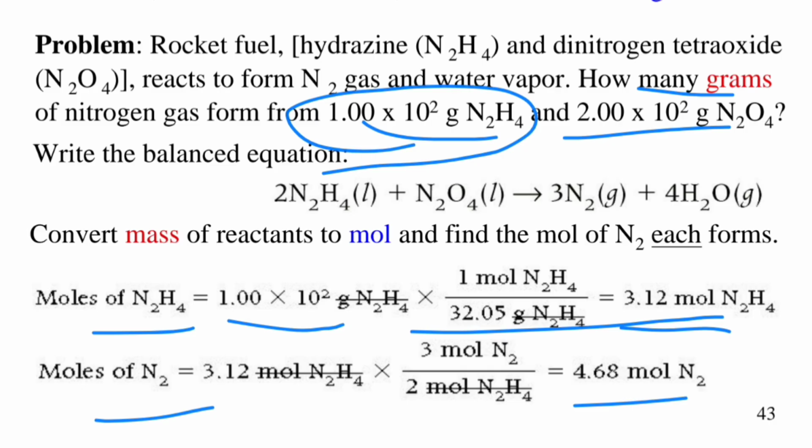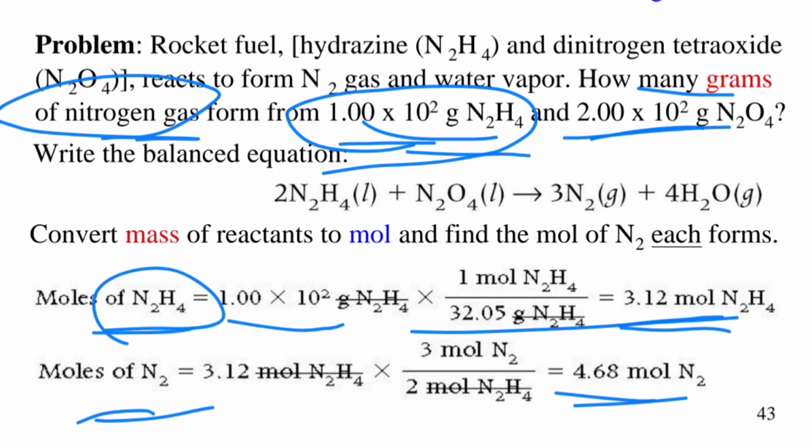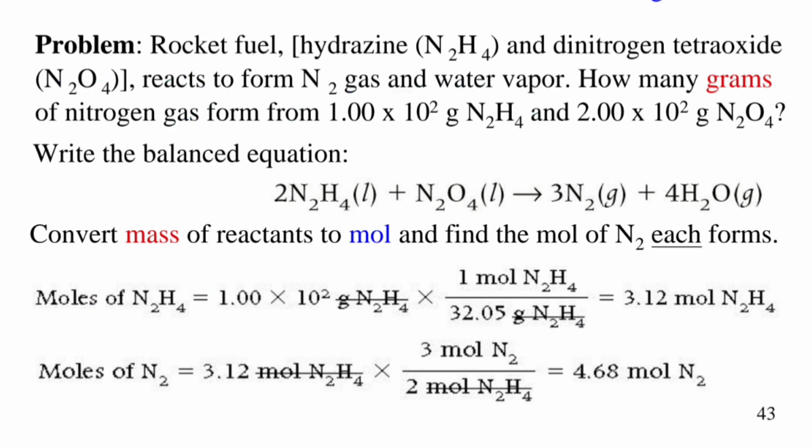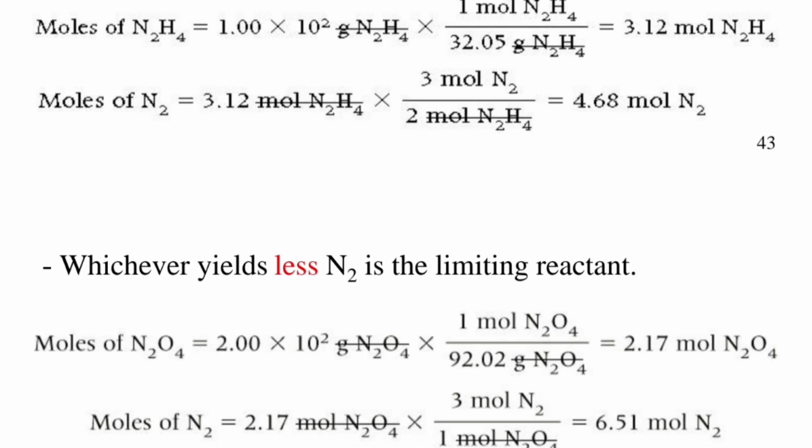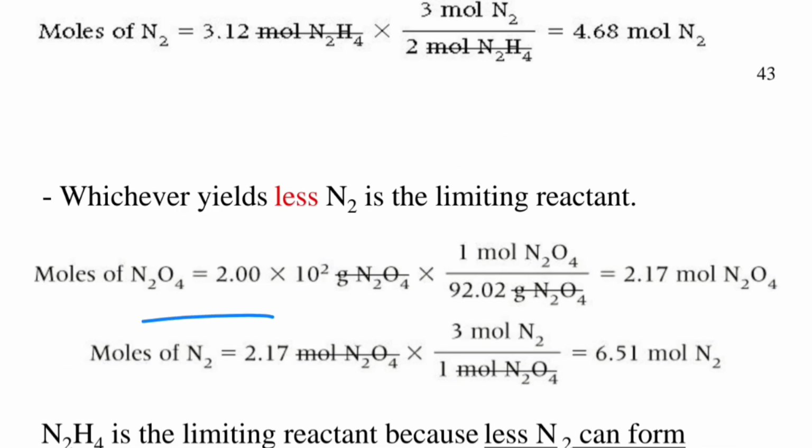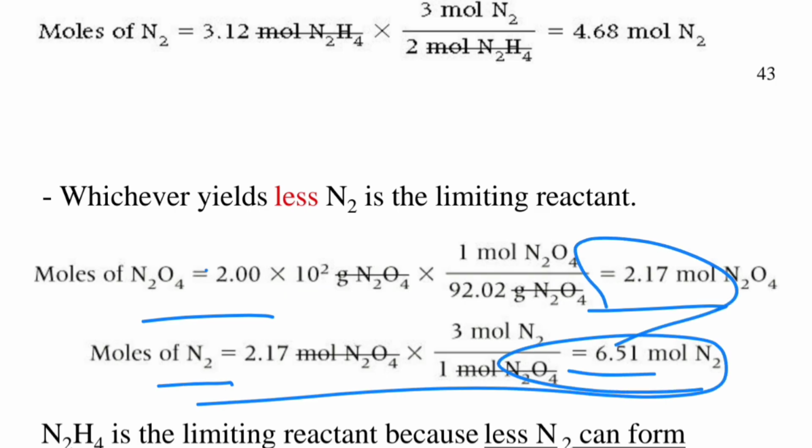Like they ask how many grams of nitrogen gas is required. We convert the masses into moles, then find the moles of N2. We find N2H4 moles here, 3.12, and calculating nitrogen, it comes out to be 4.68. Then we find moles of N2O4, 2.717, and by using these moles we found moles of N2, 6.51.